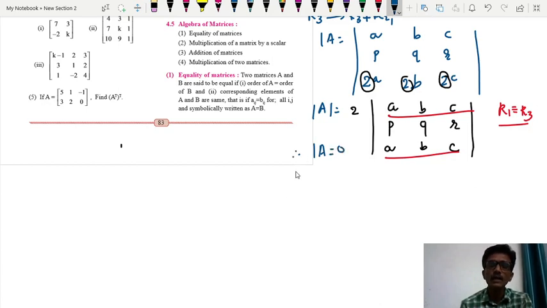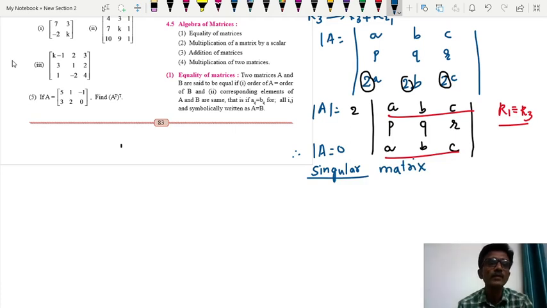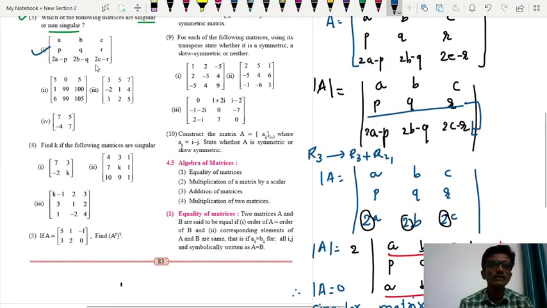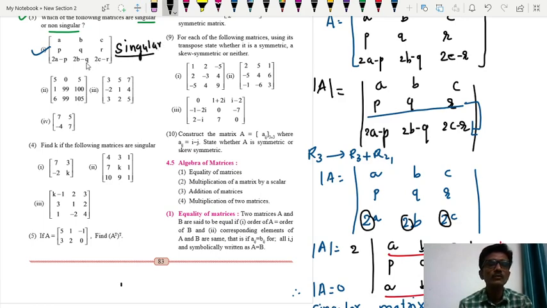What did you infer? That it is a singular matrix. This matrix is a singular matrix. So here, the first matrix is a singular matrix. We have shown that the determinant of this matrix is 0, therefore it is a singular matrix.